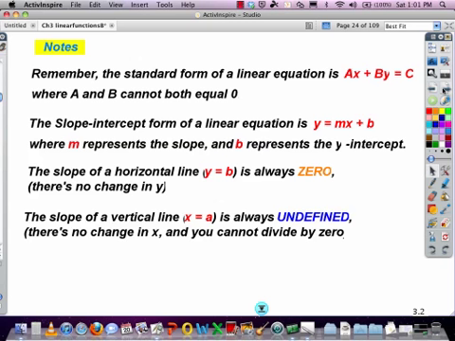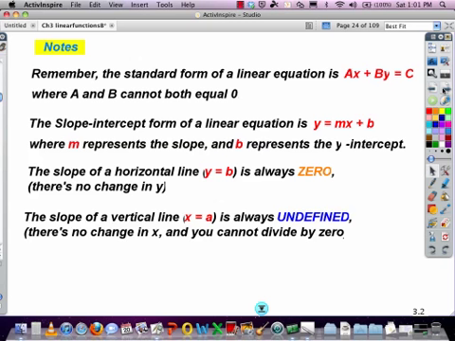With that, remember that in standard form, we said ax plus by equals c is that equation that represents standard form. A is the number in front of the x value, b is the number in front of the y value, and they cannot be 0 at the same time, because that would basically wipe out our equation. So one of them could be 0. For example, if a was 0, we'd have a horizontal line. If b was 0, we'd have a vertical line.